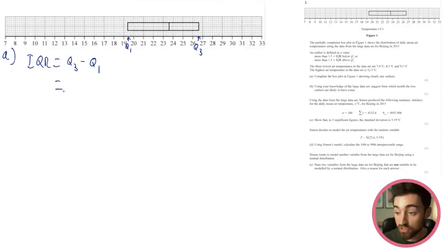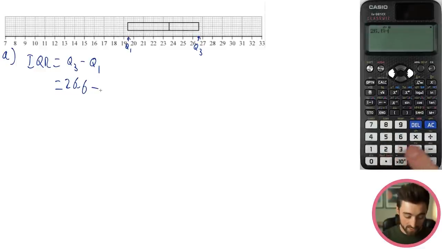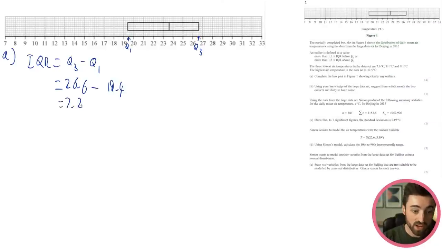So Q3 we have here, right? And that looks to be 26.6. And then Q1 looks to be 19.4. So if we just do 26.6 minus 19.4 on our calculators, we're going to get 7.2. So we can then work out what these limits are, because it says more than 1.5 times IQR below Q1.